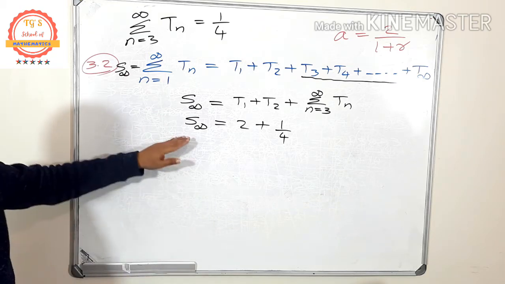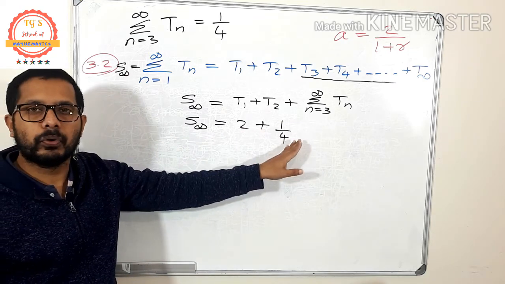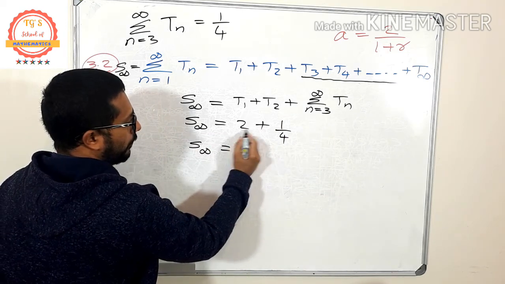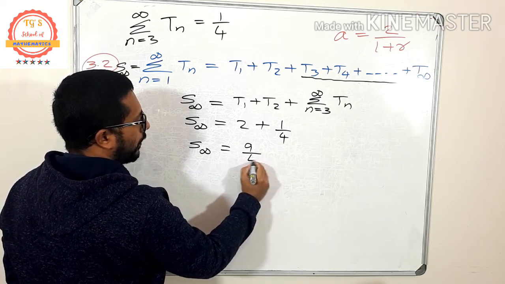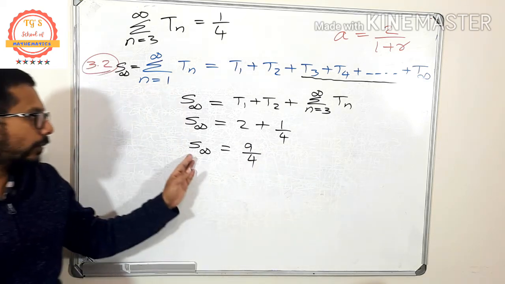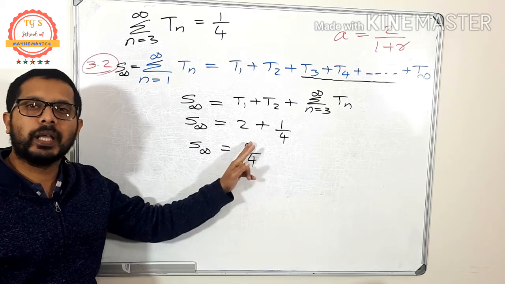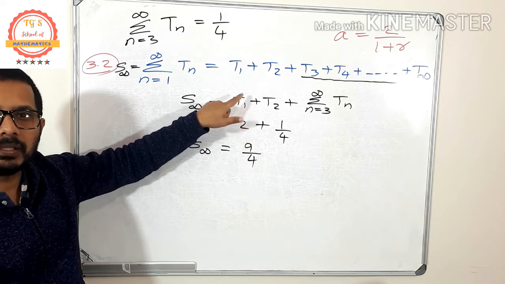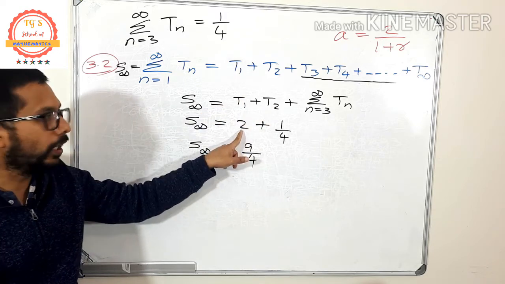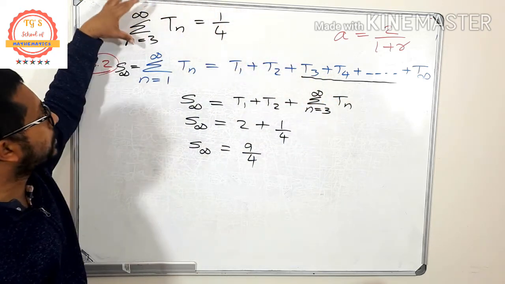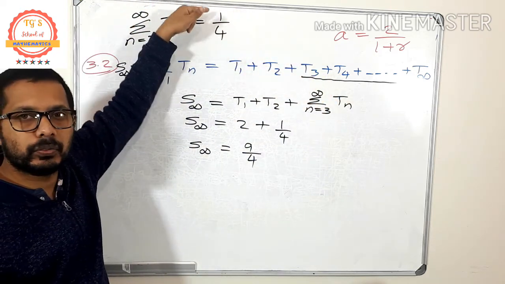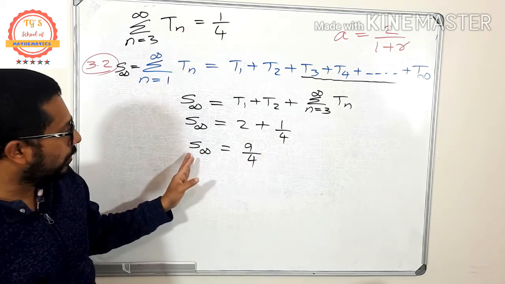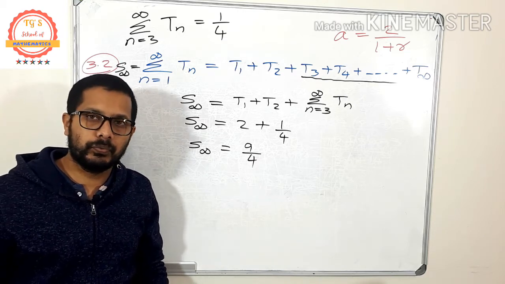So the sum to infinity is 2 plus 1 over 4. Take your calculator and try to find the answer for this one. 8 plus 1, 9, divided by 4. So now we know that the sum to infinity is 9 divided by 4. Look once more: it is given in the previous question that T1 plus T2 is 2, and we already know the sum from 3 to infinity, given in the question, is 1 over 4. So the sum to infinity is 9 over 4.